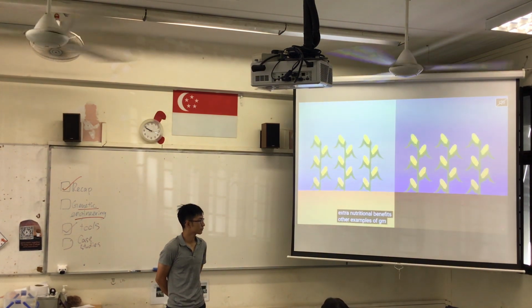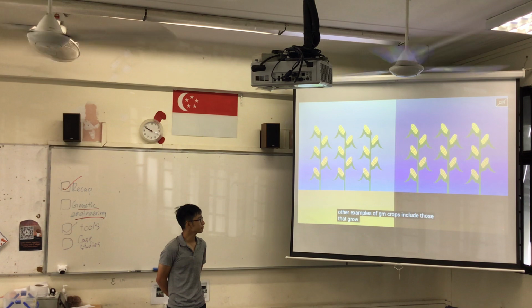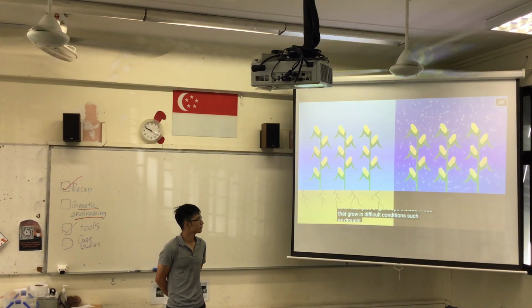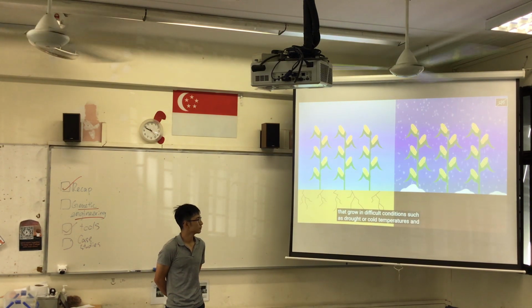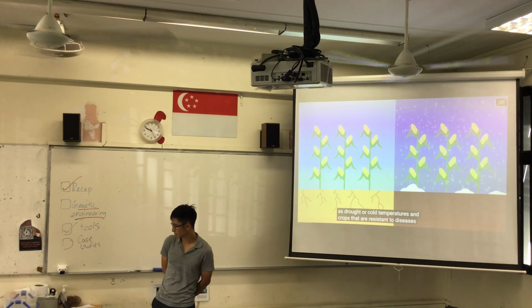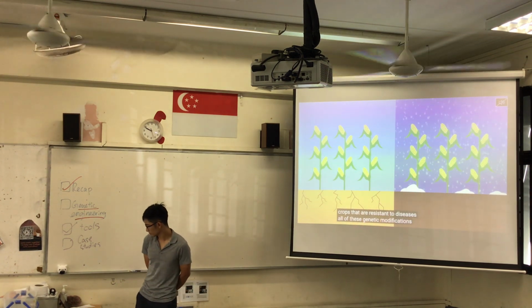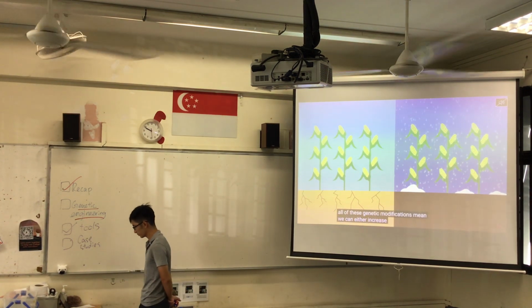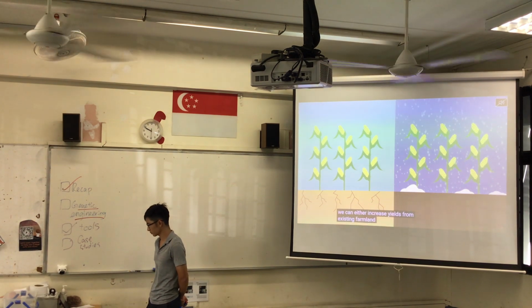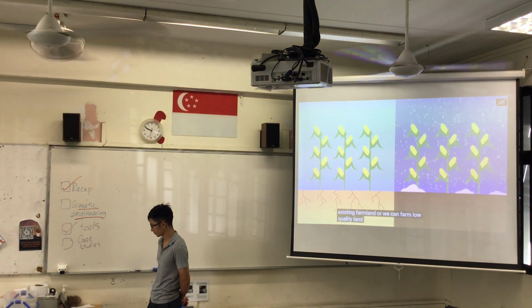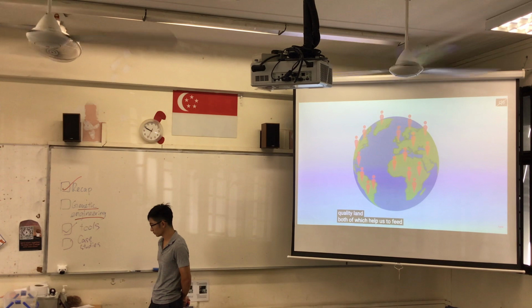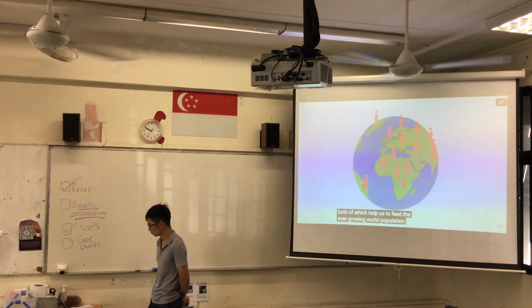Other examples of GM crops include those that grow in difficult conditions, such as drought or cold temperatures, and crops that are resistant to diseases. All of these genetic modifications mean we can either increase yields from existing farmland, or we can farm low-quality land, both of which help us to feed the ever-growing world population.